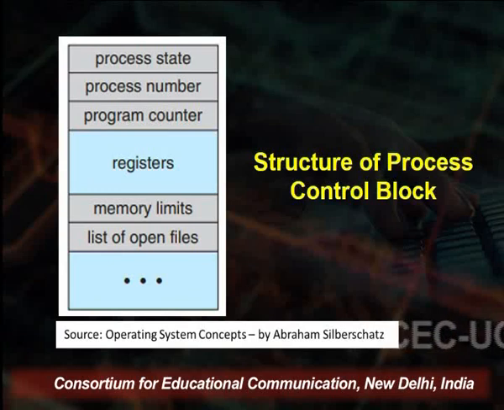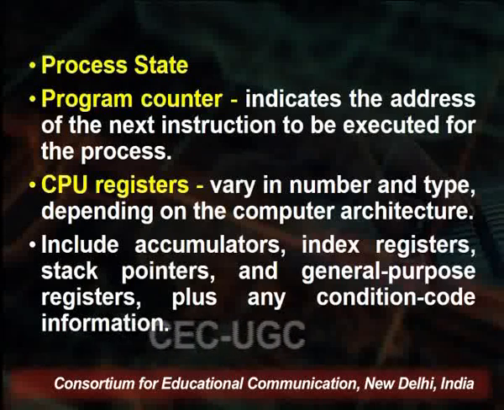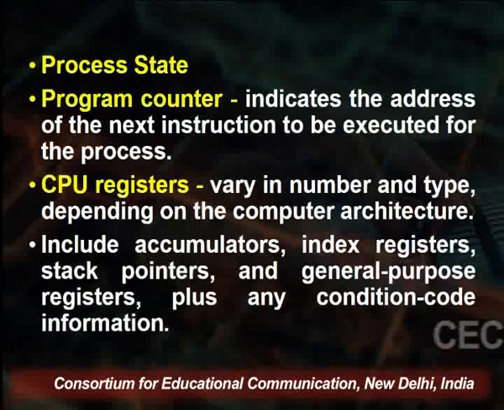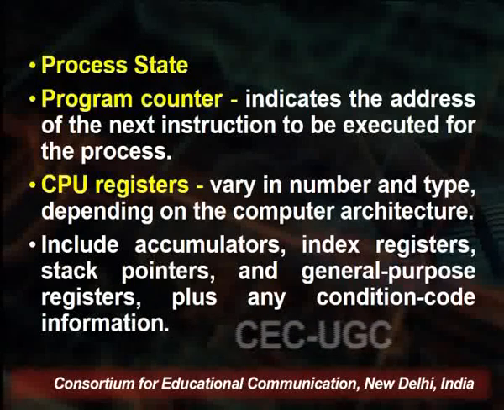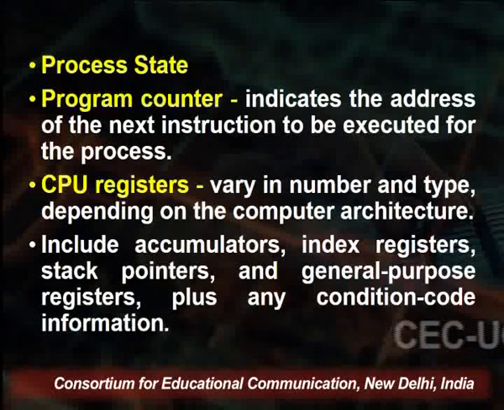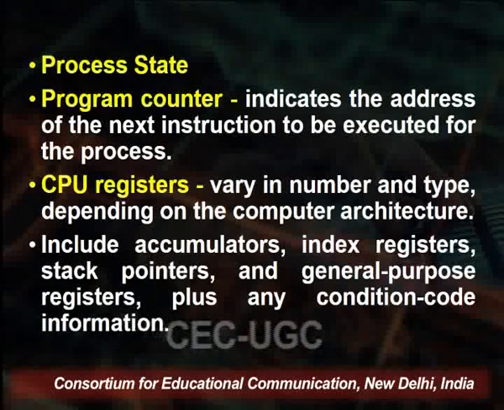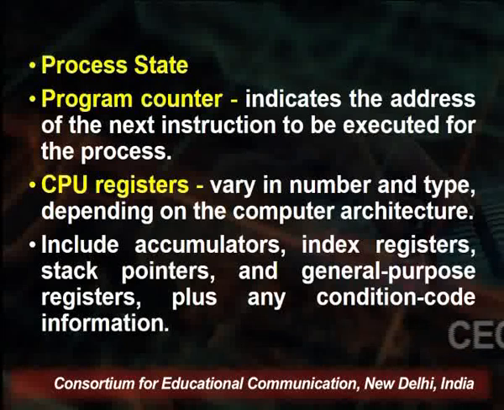The program counter indicates the address of the next instruction to be executed for the process. Which instruction is going to be executed next, the location of that instruction in memory, is the value of the program counter. So the program counter indicates the address of the next instruction to be executed for the process.